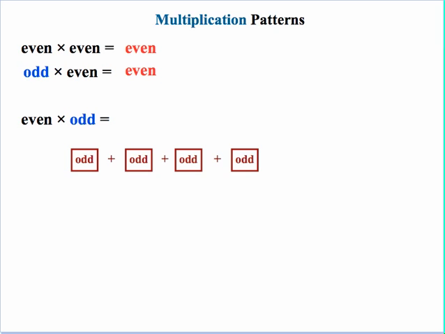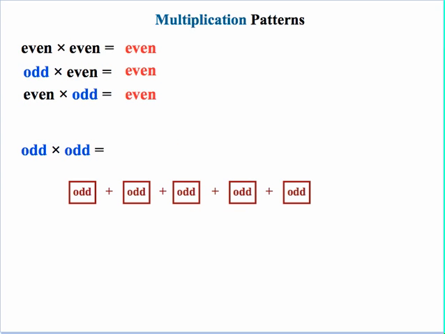What about the reverse order, even times odd? This time each of our repeated numbers is an odd number, and we have an even number of those. When we combine two odds, we already know that that's going to give us an even sum. So if we do this, we'll see the pattern that we will still get an even result.